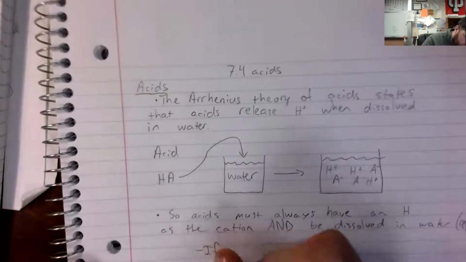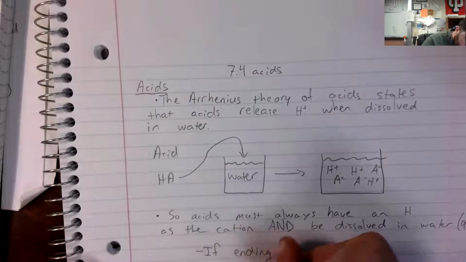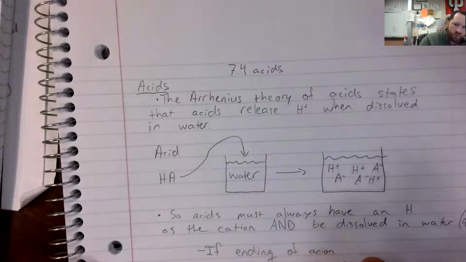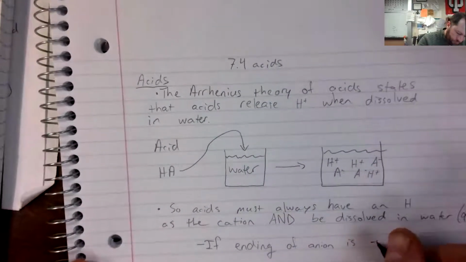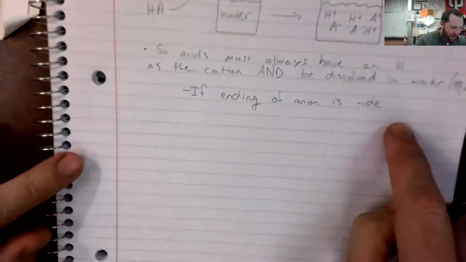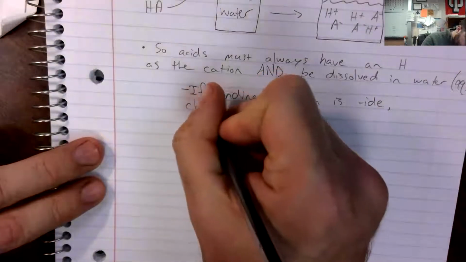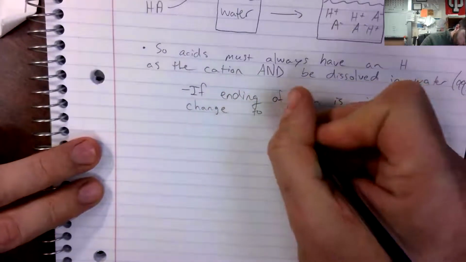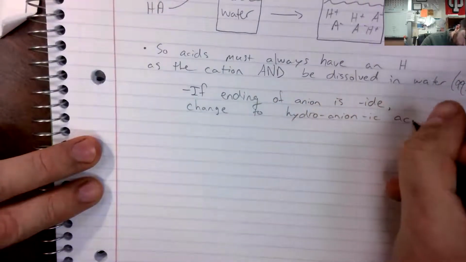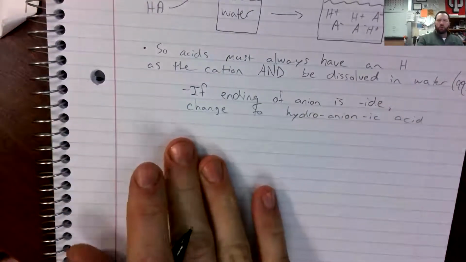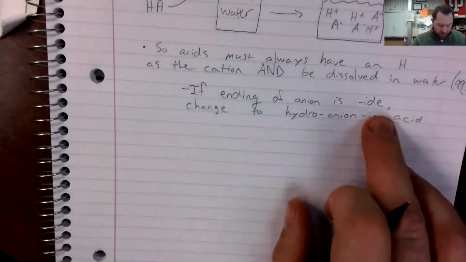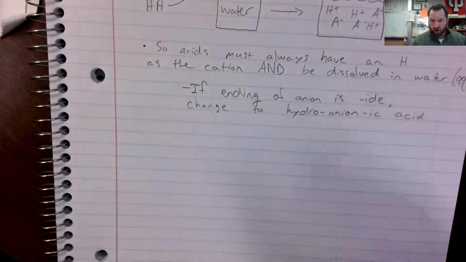A couple of rules when we're naming acids. It all depends on the ending of the anion. If the ending is ide, I-D-E, you change it to hydro, list your anion, put the ending ic. So we erase the IDE and put ic, and finish it off by calling it acid.